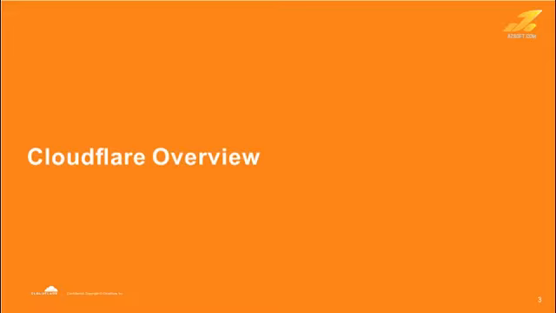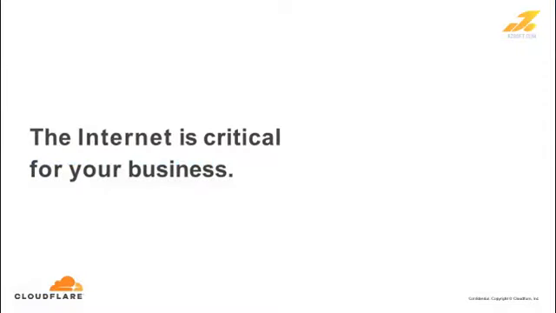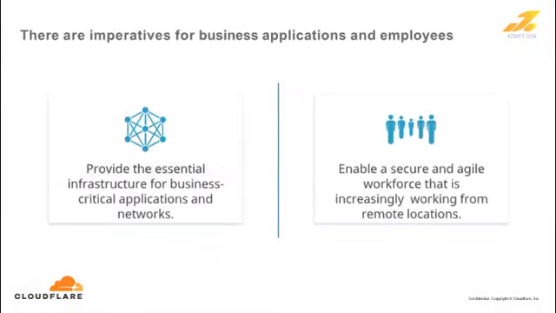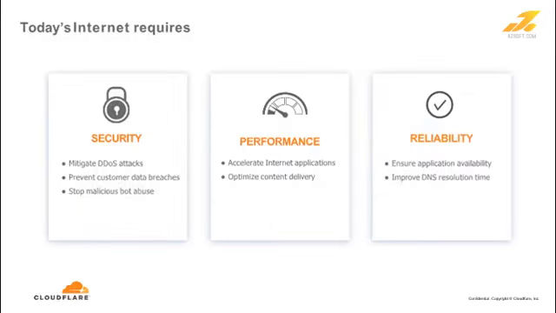Cloudflare overview. The internet is critical for your business. There are imperatives for business applications and employees: provide the essential infrastructure for business-critical applications and networks, and enable a secure and agile workforce that is increasingly working from remote locations. Today's internet requires security: mitigate DDoS attacks, prevent customer data breaches, stop malicious bot abuse. Performance: accelerate internet applications, optimize content delivery. Reliability: ensure application availability, improve DNS resolution time.